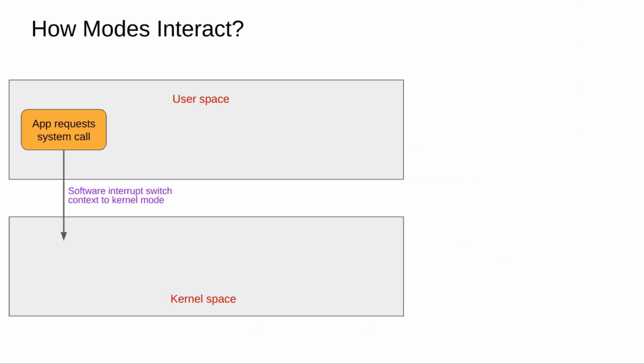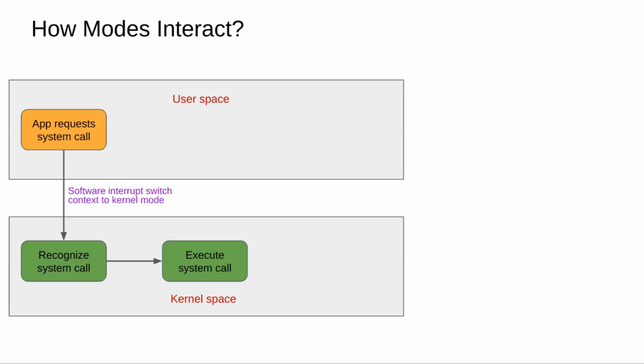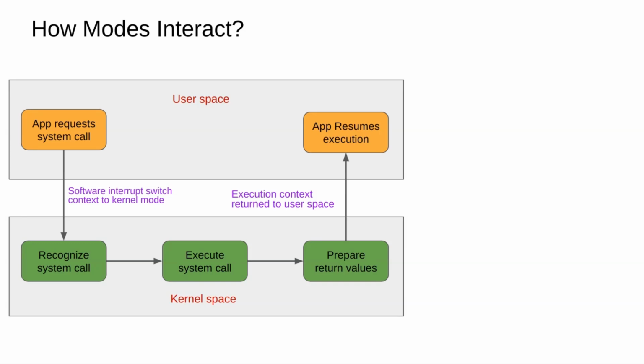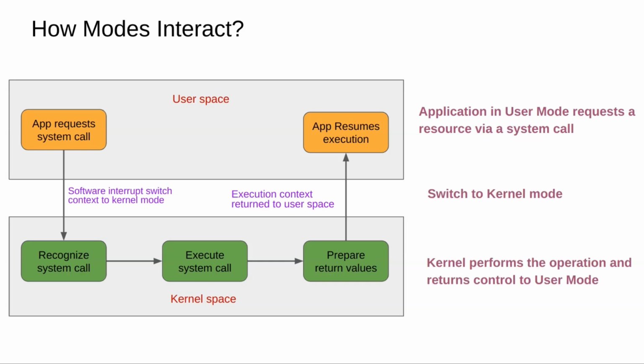Application in user mode requests a resource via system call. When a system call is made, the CPU switches from user mode to kernel mode. The kernel recognizes the system call, executes the needed operation, and prepares the return values to return to the user mode. Execution context is returned to user mode, and then the application resumes execution. So, the application requests a resource via system call, then the mode switch happens, the kernel performs the operation and returns control to user mode.